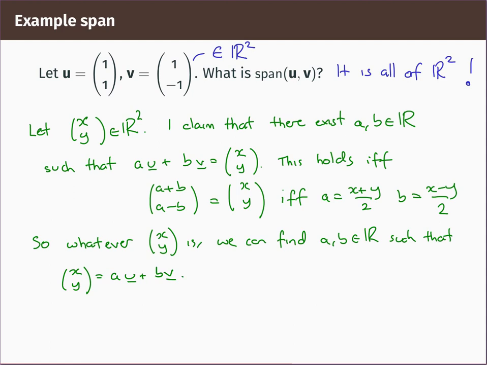We've shown that every element of R squared belongs to the span of u and v, but conversely the span of u and v is certainly a subset of R squared. It's just the set of all linear combinations of u and v, and those linear combinations certainly belong to R squared. So R squared is equal to the span of u and v.